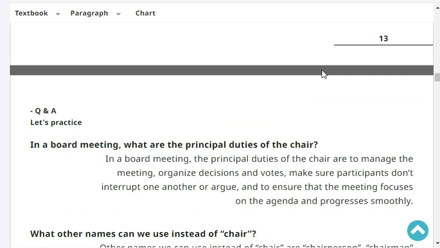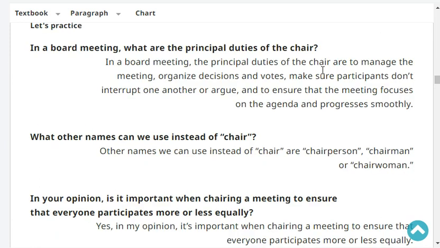Very good. Okay, next. In a board meeting, what are the principal duties of a chair? In a board meeting, the principal duties of the chair are to manage the meeting, organize the decisions and votes, make sure participants don't interrupt one another or argue, and to ensure that the meeting focuses on the agenda and progresses smoothly. Very good.